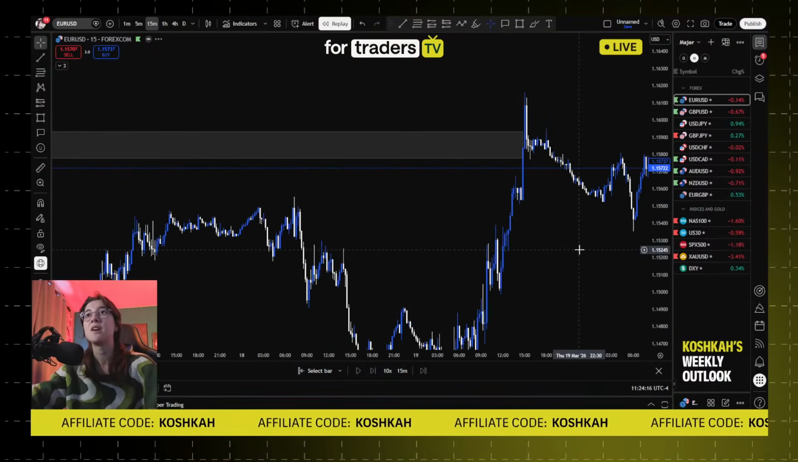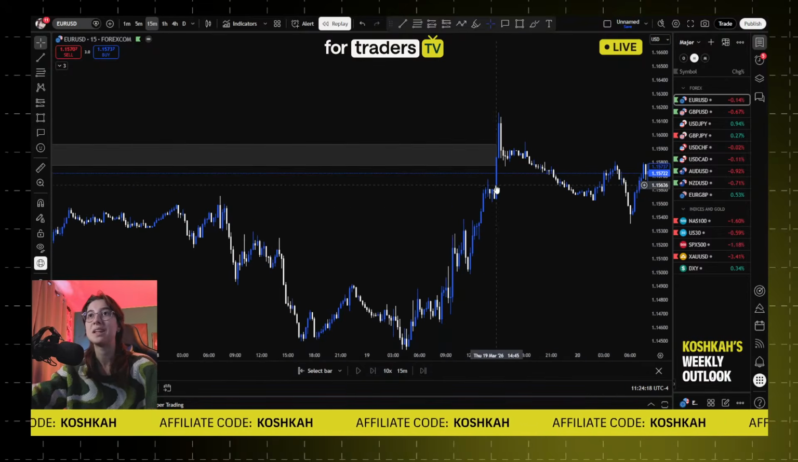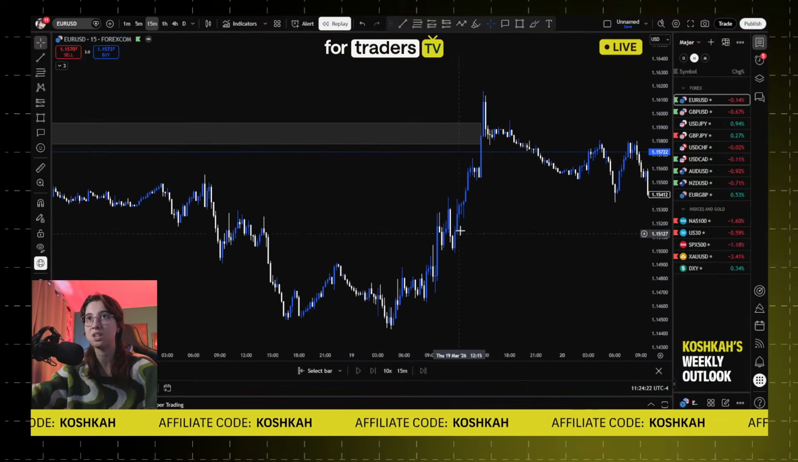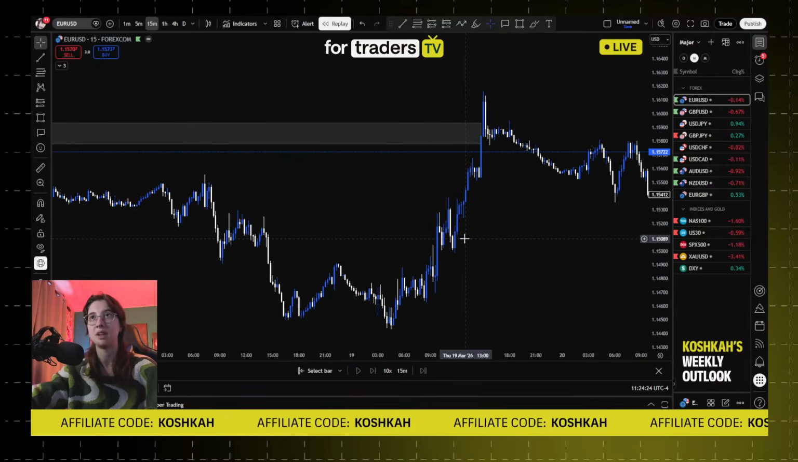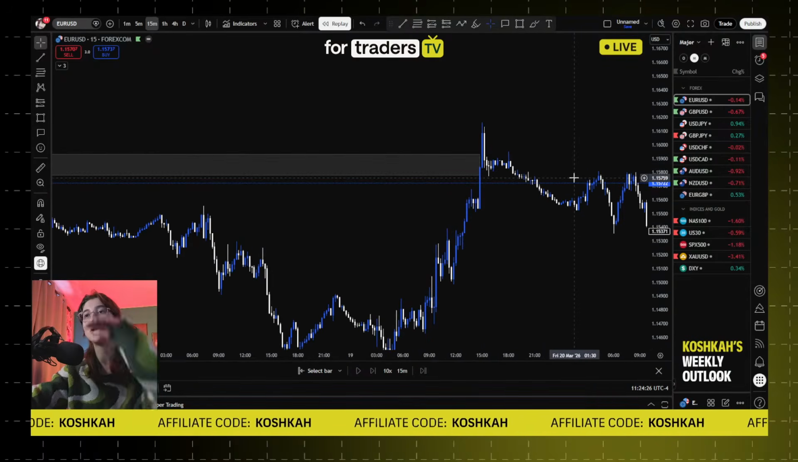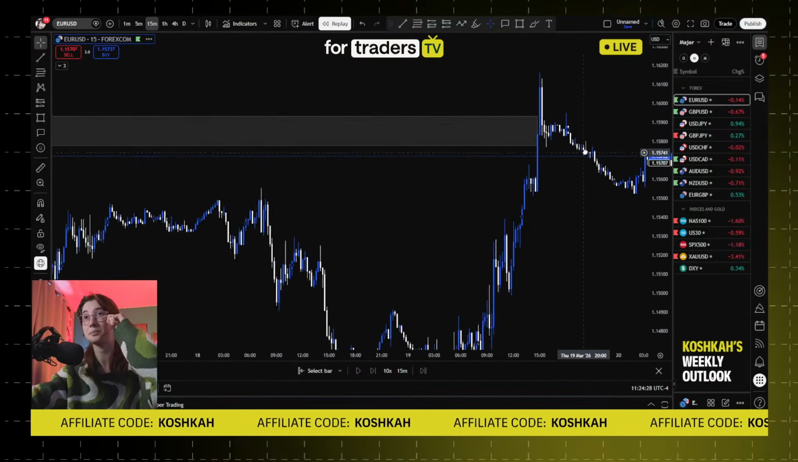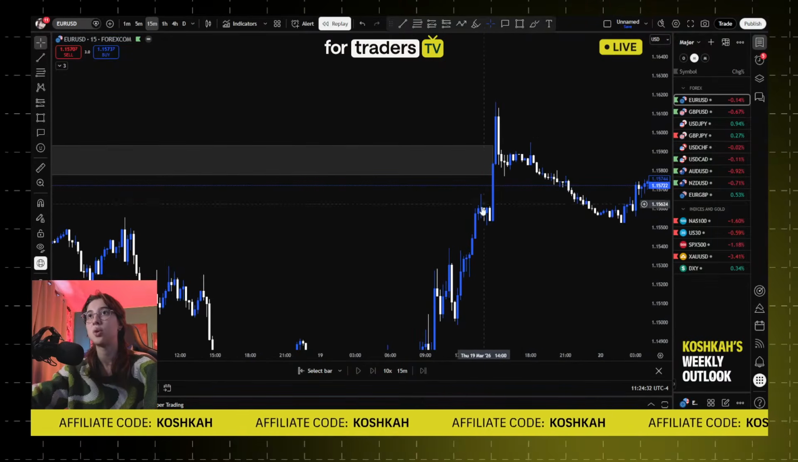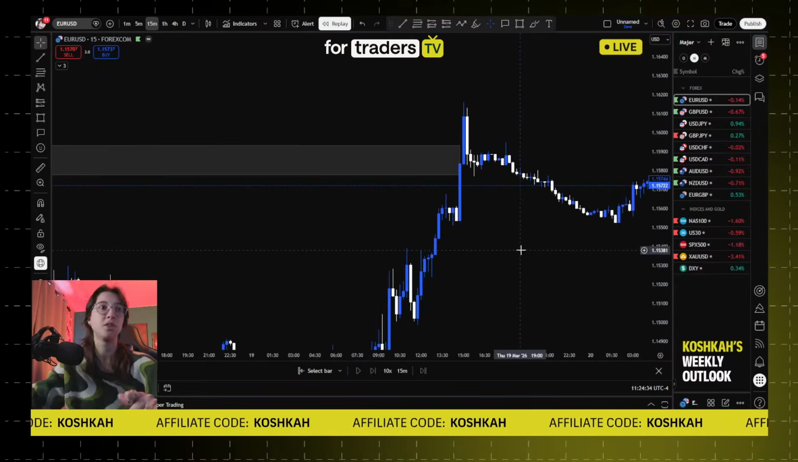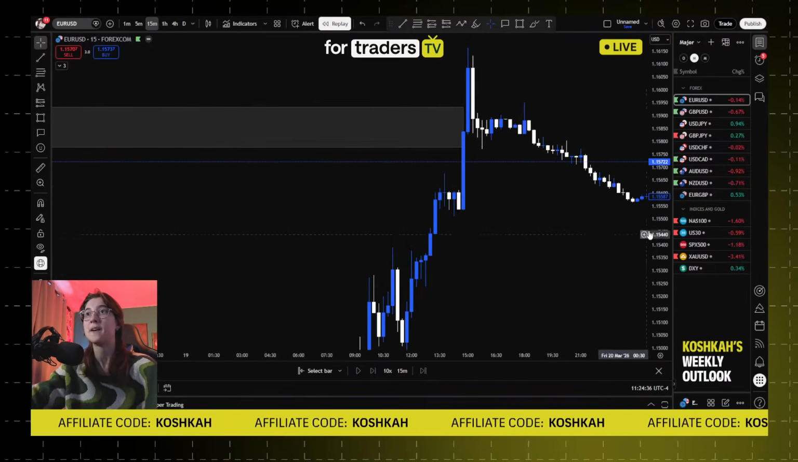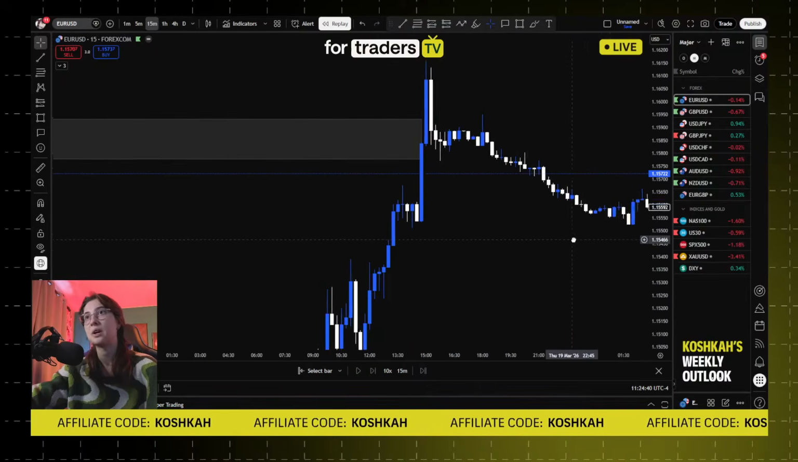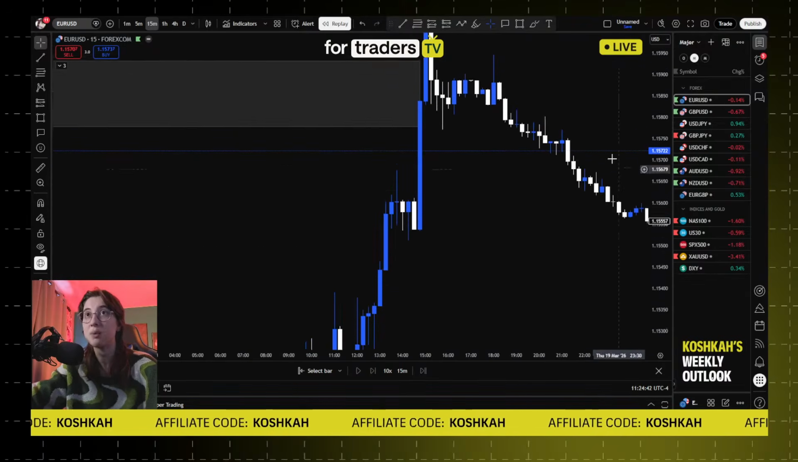To identify a valid pullback, we need to see where the little pullbacks are in the structure. We have one here, we have one here, and we have some of them there. We're going to be focusing on the closest pullback to the high. So this is the highest point, and we're just going down to identify where the last pullback is. Right here, as you can see, we have these two candles, and you might ask yourself, okay, but is this a valid pullback? We can see.